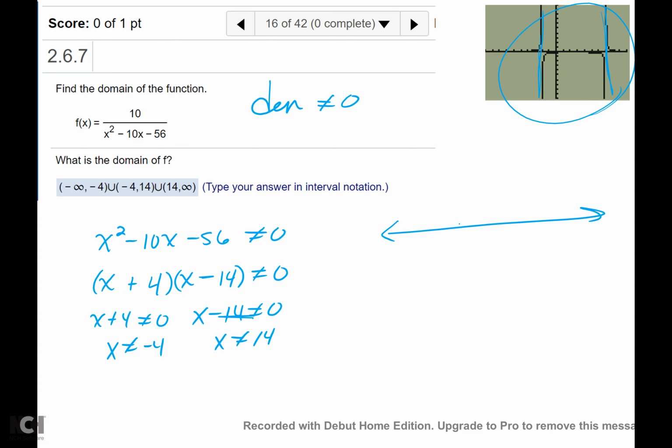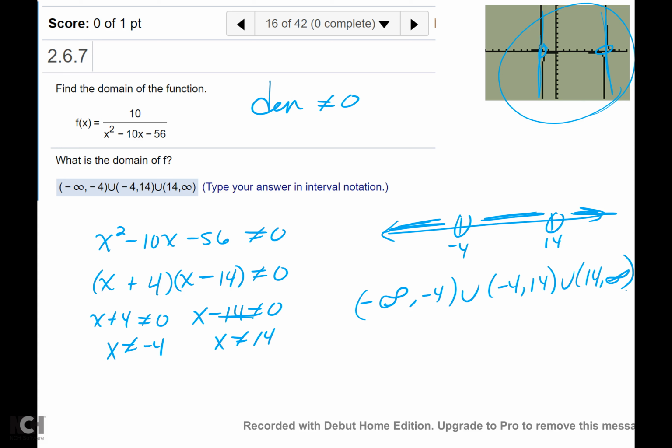If you plot that, negative 4 is going to have a hole, 14 is going to have a hole right here, and right here you can see. But everywhere else, they can graph. So my domain goes from negative infinity to negative 4, union, negative 4 to 14, union, 14 to infinity.